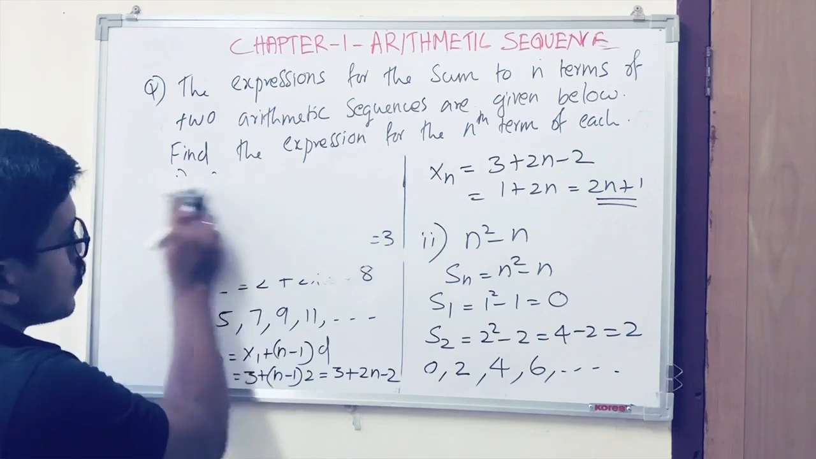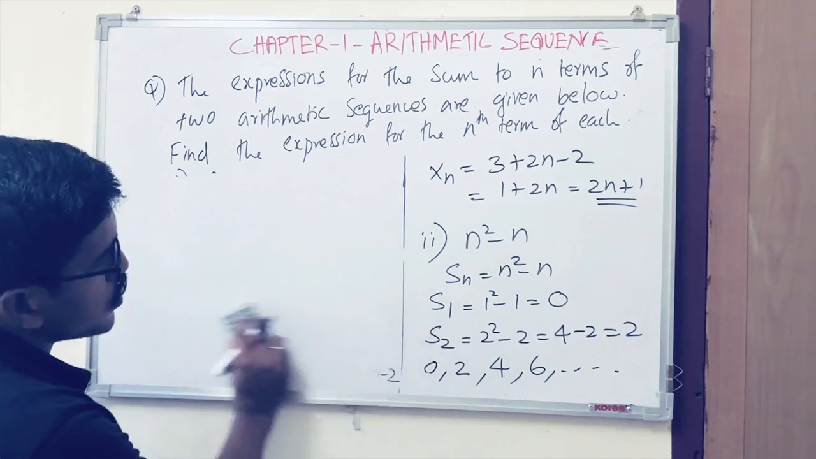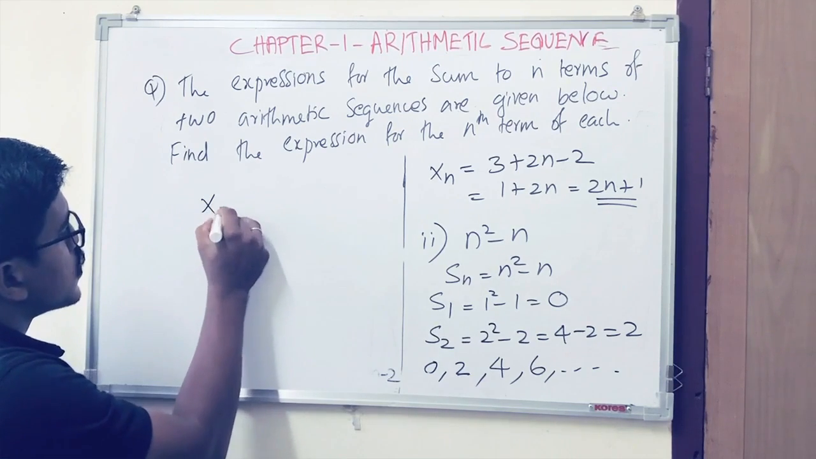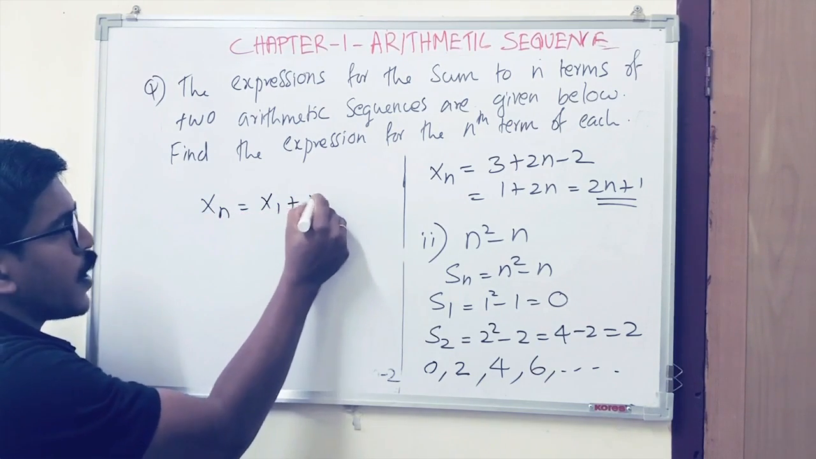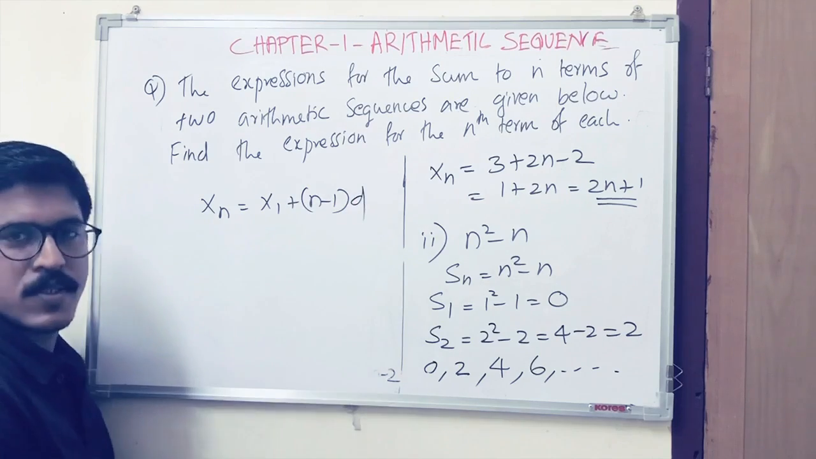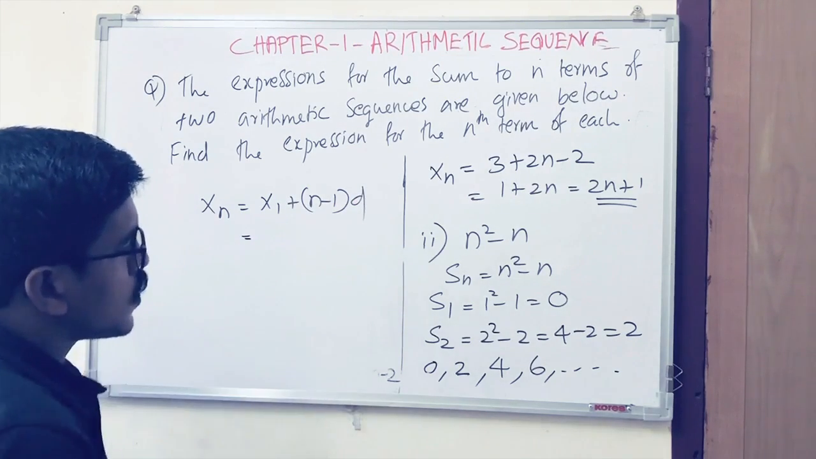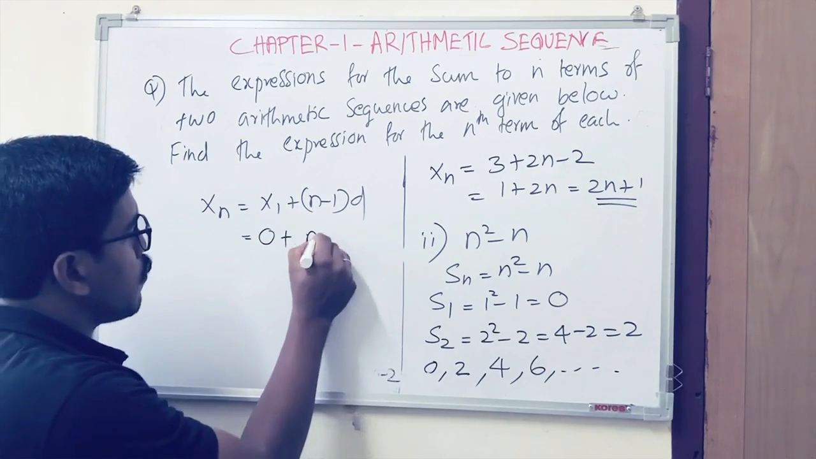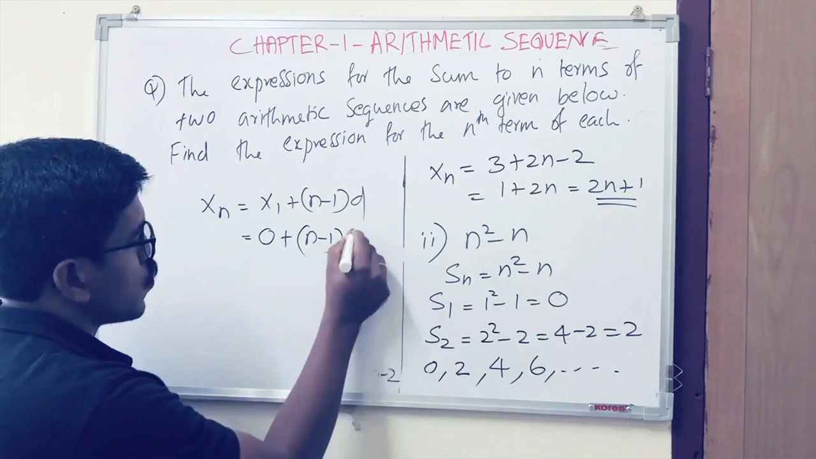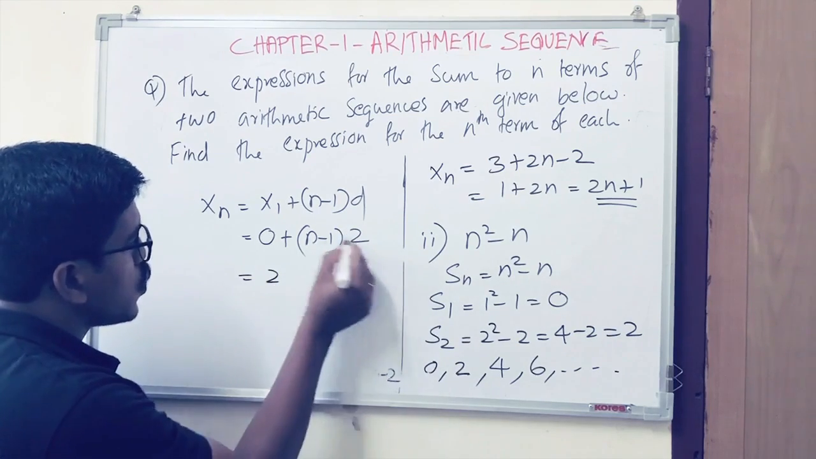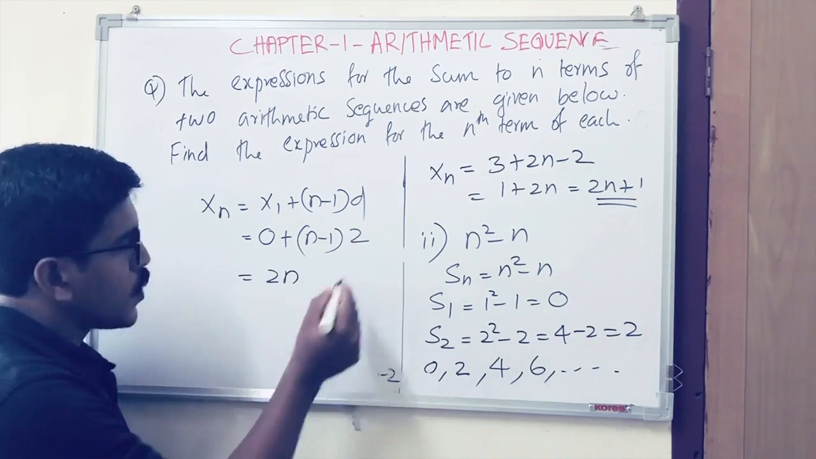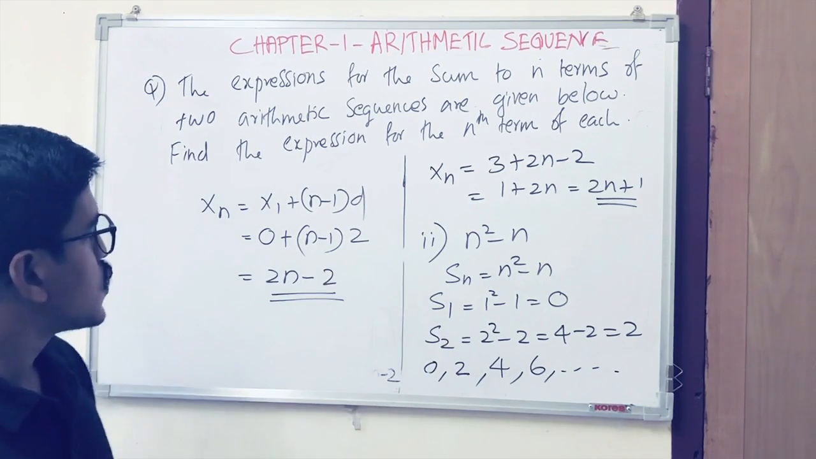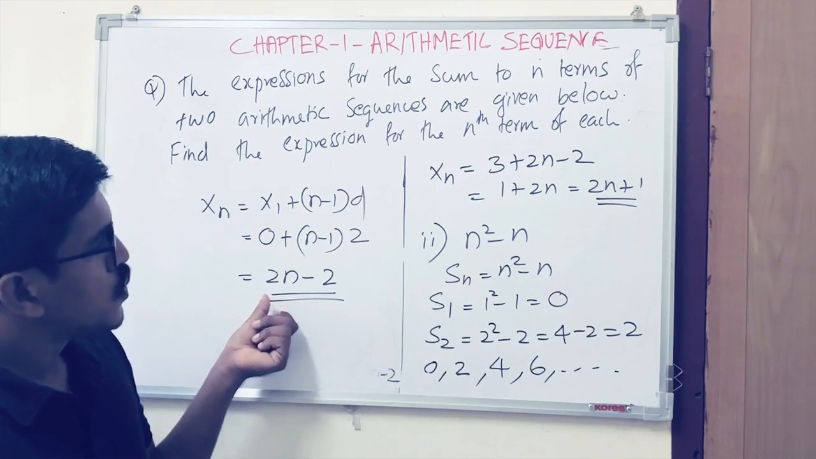Now, we can find out the nth term. All of you know the equation to find out the nth term is x1 plus n minus 1 into d. That is x1, here it is 0, plus n minus 1 into d, where d is 2. That is 2 into n, 2n, minus 2 into 1, 2. So this is the nth term of this particular arithmetic sequence.